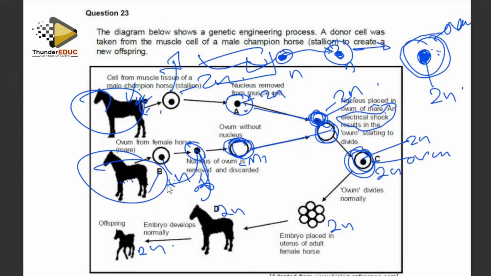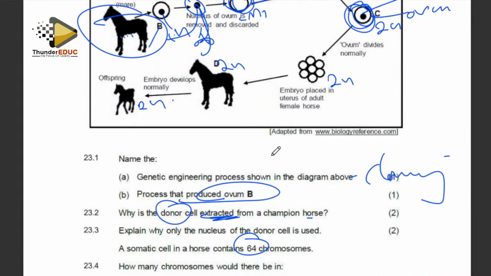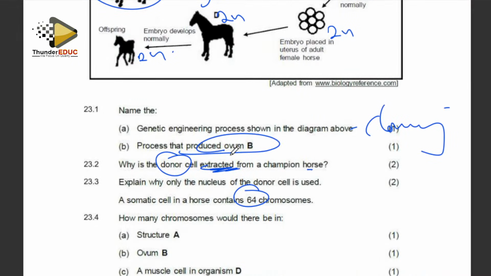We throw away the nucleus here because we are not interested in its characteristics, while here we keep the nucleus because we are interested in the characteristics. And this nucleus is from a body cell, which means that it is diploid. Do you get it? If you don't get it, you have to first write it down and then you won't forget it. Yes. All right.